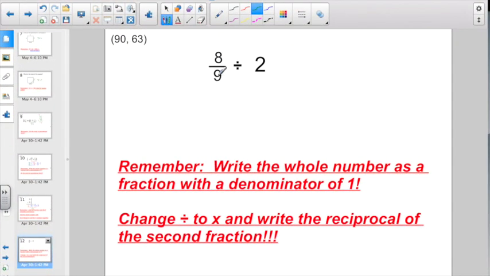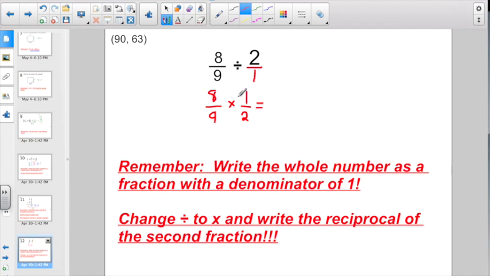Okay, here we have 8/9 divided by 2, but I have a couple steps before I start trying to take care of a divide problem, especially if I have a whole number. I have to write all whole numbers as fractions, so my first step, I better write the whole number 2 with a denominator of 1. Then it says, change divide to times and write the reciprocal of the second fraction. So I don't really want to do 8/9 divided by 2 over 1. I really need 8/9 times 1/2.